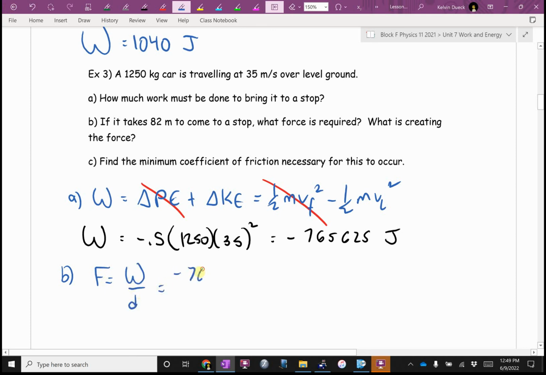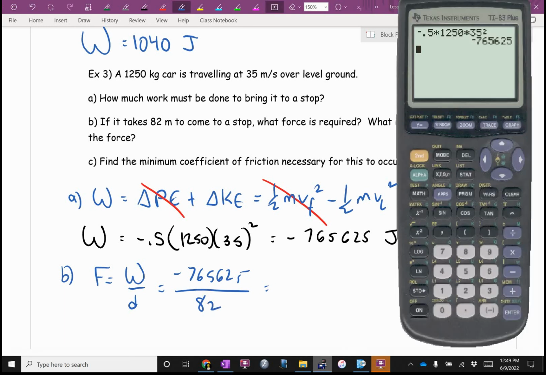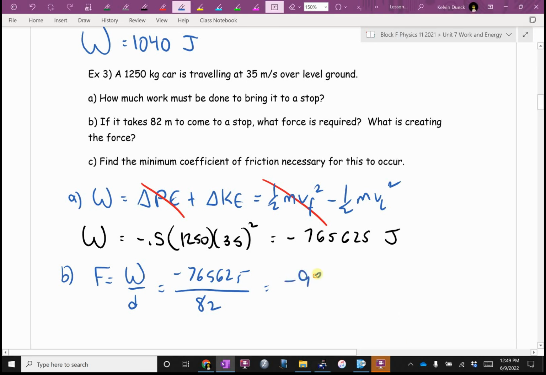It's going to be negative 765,625 divided by 82. And I get negative 9,300 and, if I round off properly, Aiden, 40. And, oh, it's a force, Clody, units.